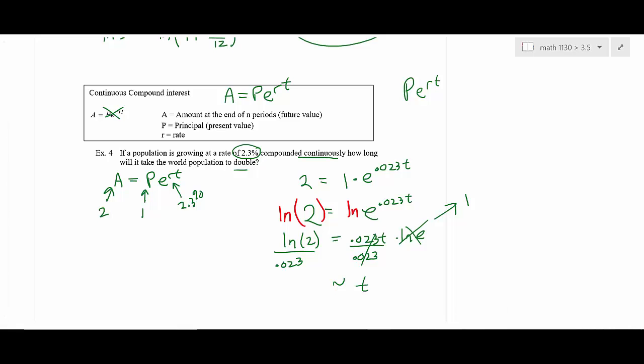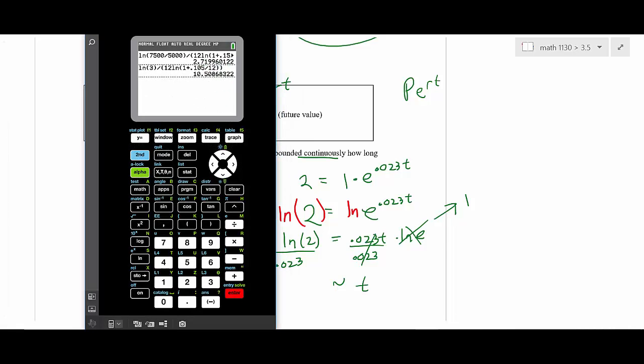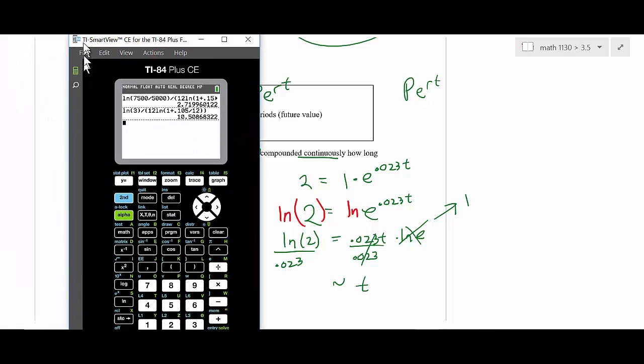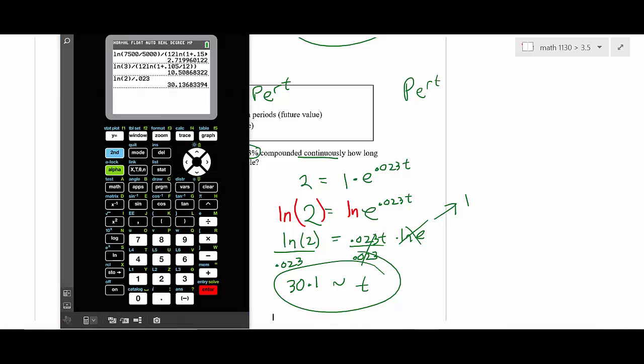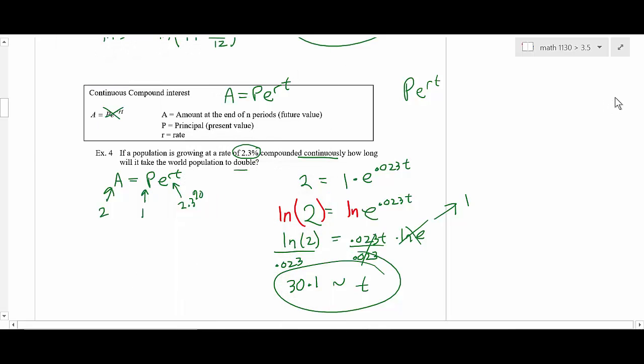All right, and then from here, just get the calculator out, and then we'll round off to a decimal or something like that. So I just go ln 2, and then divide by 0.023. That will give about 30.1, which would be approximately the answer in years. Okay, that's the idea. That will pretty well wrap up the continuous and compound interest stuff.